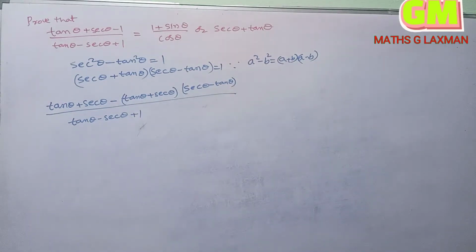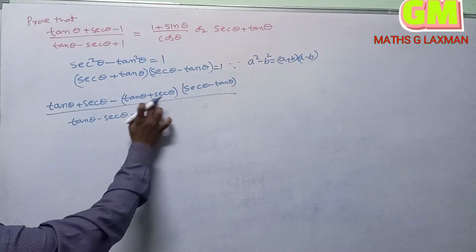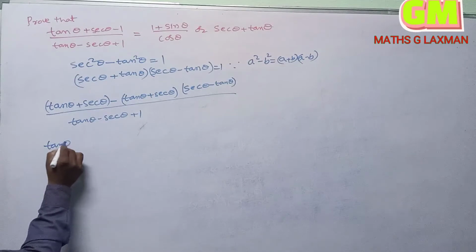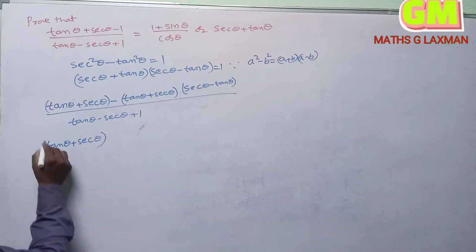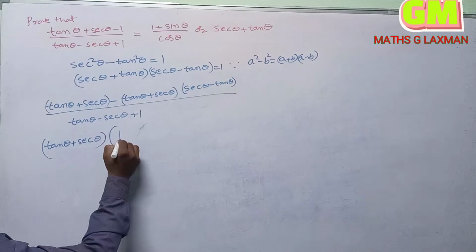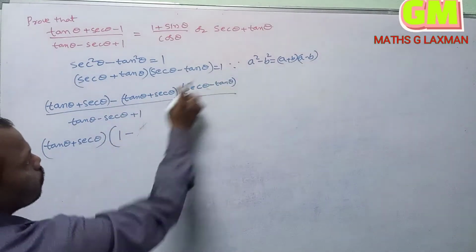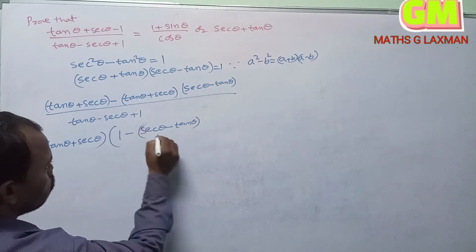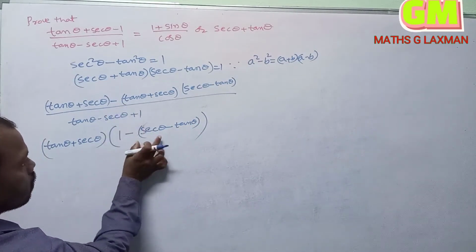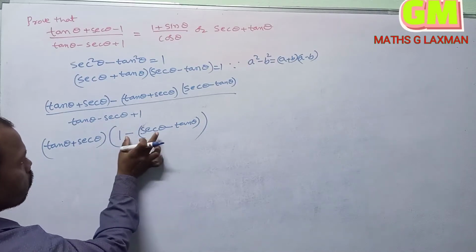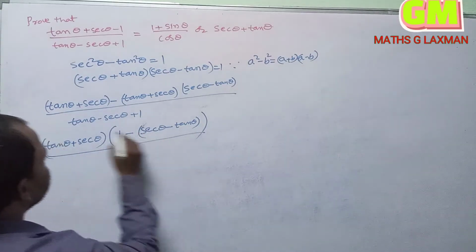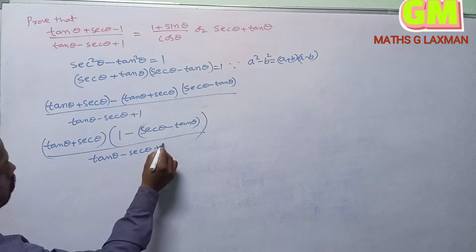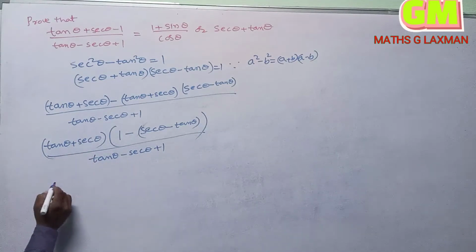Okay. So now here tan theta plus secant theta we can take as a common. Then what is left over? In place of this 1, minus of this one, secant theta minus tan theta. So you put a bracket, because here in front there is a minus in front of the bracket, you have to keep the bracket compulsory. Now tan theta minus secant theta plus 1. Okay. Now just simplify this one.